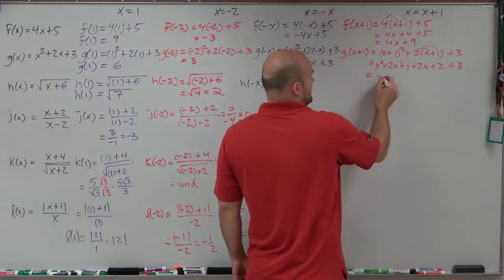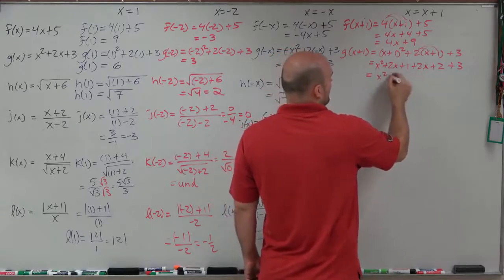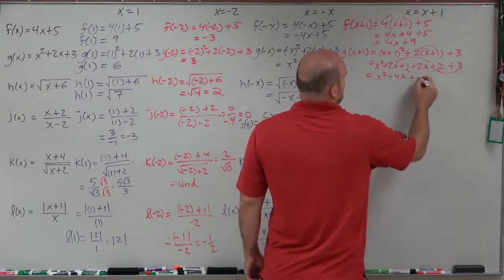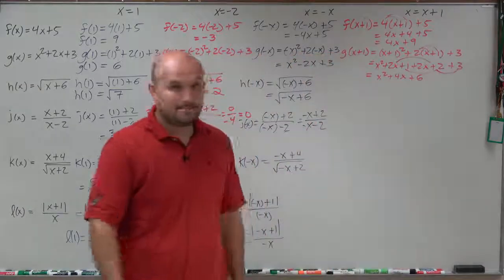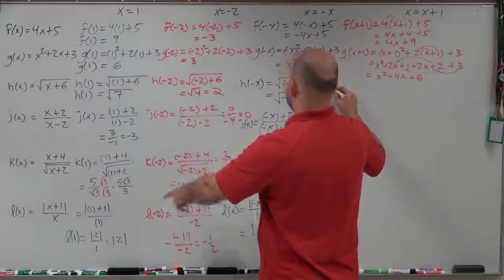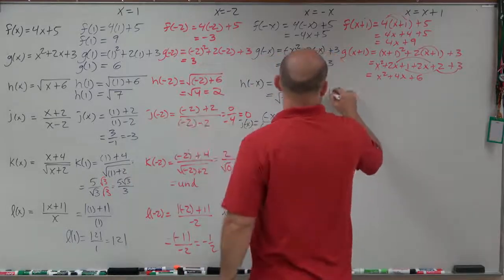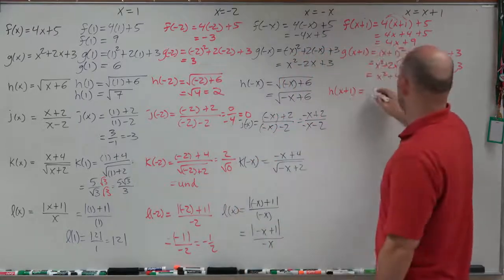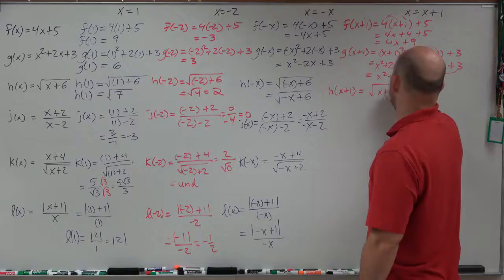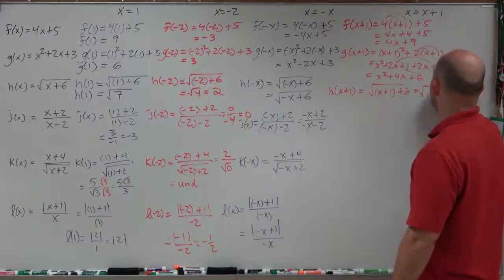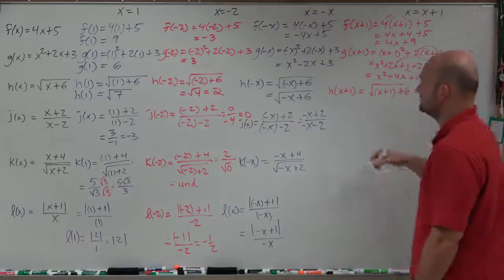Therefore, now I can just simplify my terms: x squared plus 4x, combine those terms, plus 6. OK? Over here, we're going to have h of x plus 1. And all we're simply going to do is x plus 1 plus 6, which you can see is just going to be the square root of x plus 7.